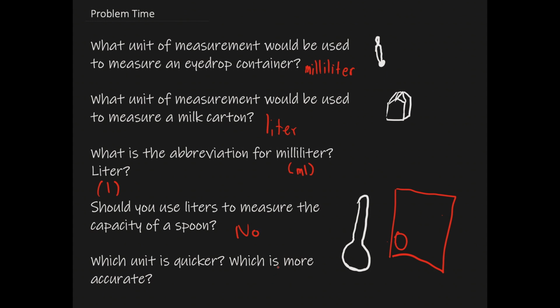Which unit is quicker? Which is more accurate? Which unit is quicker? That would be liters. Liters is quicker because it's bigger. You can cover more distance with it, more capacity with it. Which is more accurate? I'm going to draw a longer arrow because I'm running out of space there. Which unit is more accurate? That would be milliliters.